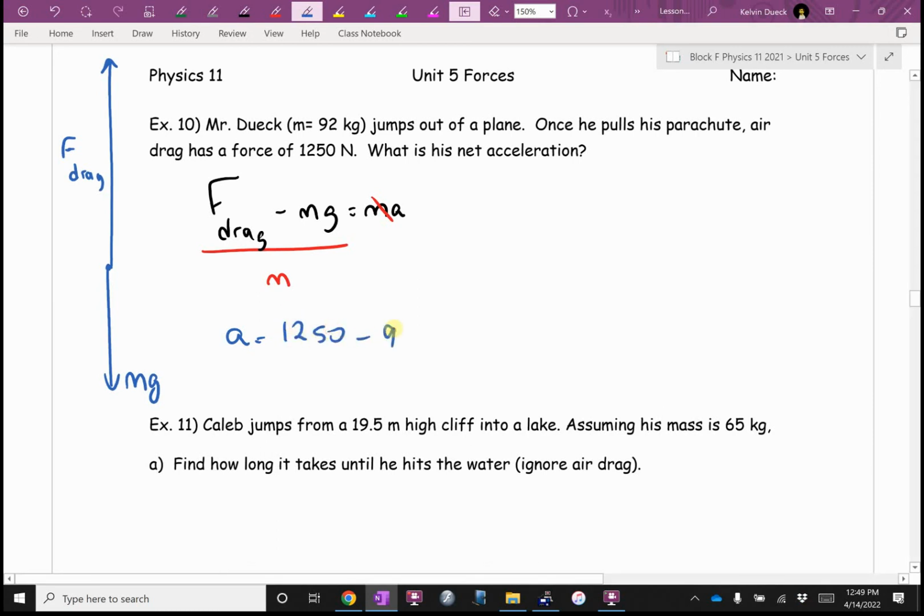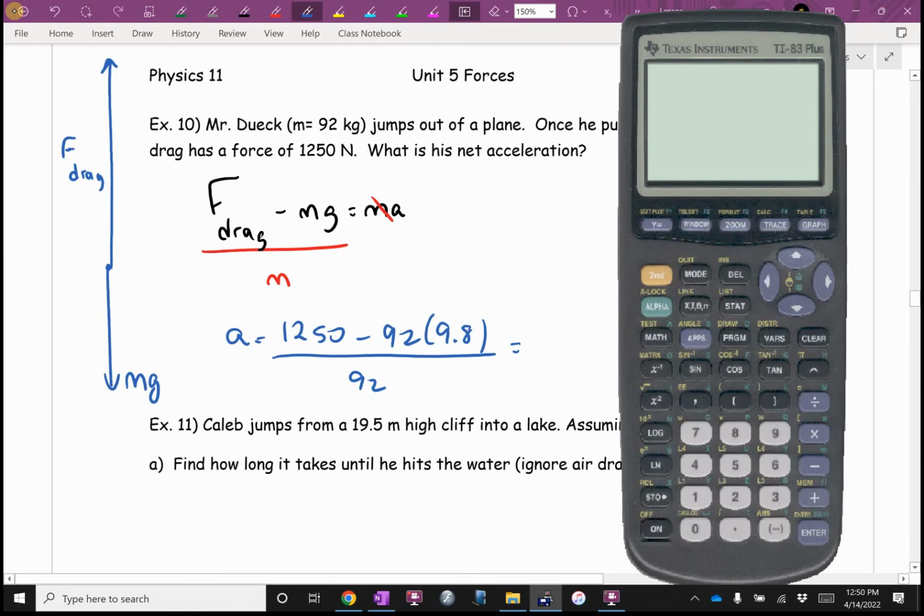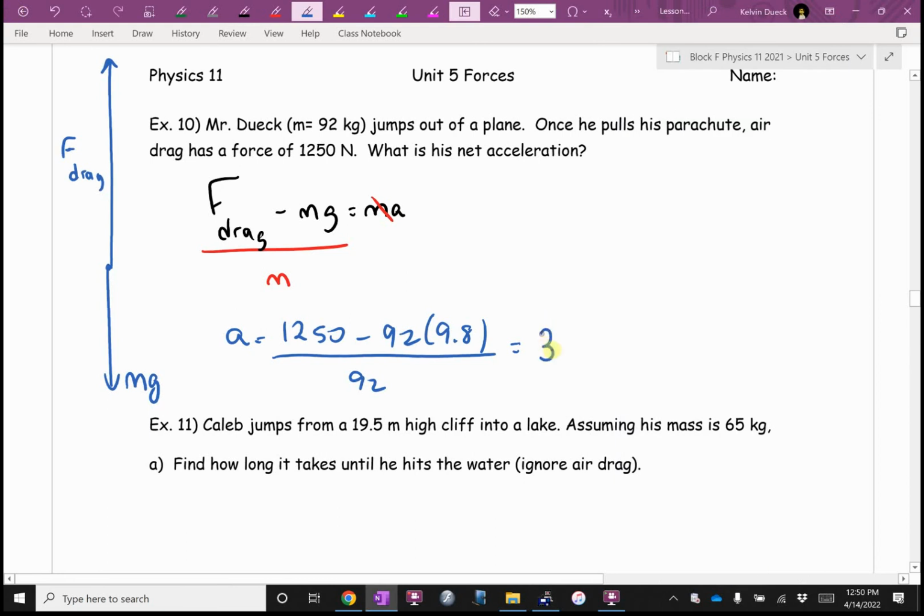1250 minus 92 times 9.8, all over 92. Again, practice typing that into your calculator, please. I get, Braden, did you get 3.79? Yep. Units, it's an acceleration. Good.